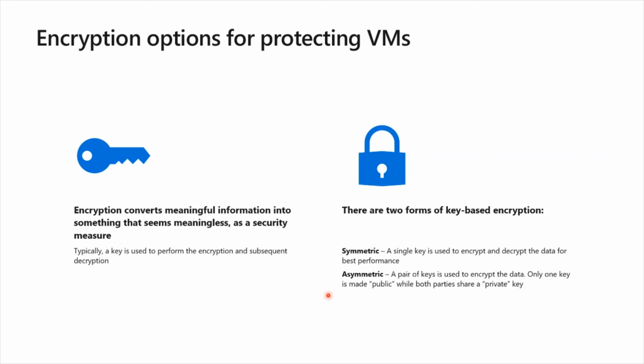Symmetric, you have a single key which is used to encrypt and decrypt the data, for best performance. Asymmetric is where a pair of keys is used to encrypt the data. Only one key is made public while both parties share a private key. With symmetric encryption, if someone has your key, they can encrypt and decrypt themselves. But with asymmetric, one key is not enough.